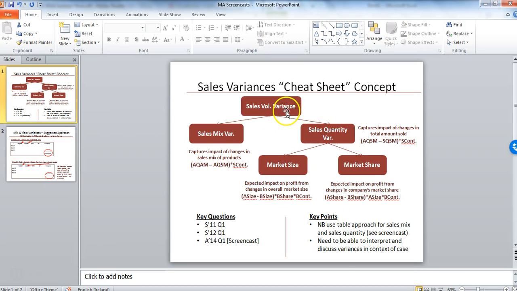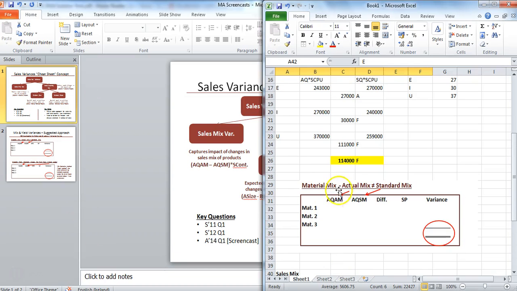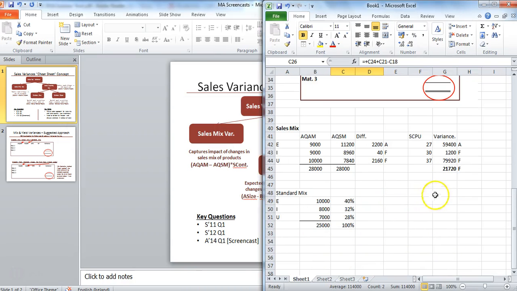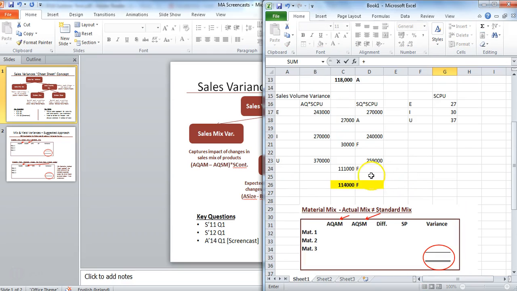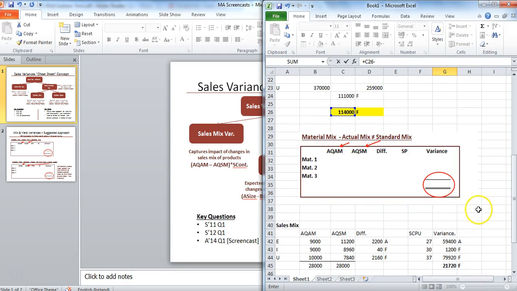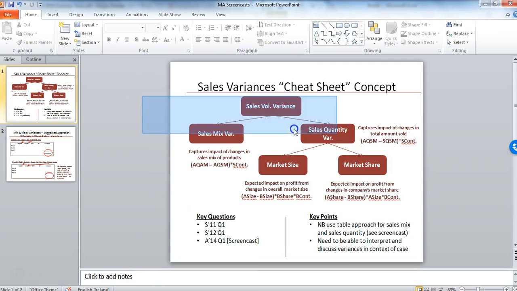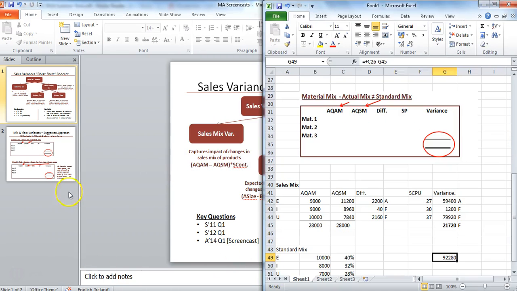So remember now, go back to your relationship. We know the sales volume variance in this case is 114,000. We've calculated the sales mix variance to be 21,720. So that means we already know we need to get our sales quantity variance to be 92,280. So you already know before we go that's what the answer should be, and that's the benefit of having these cheat sheets and knowing those relationships.